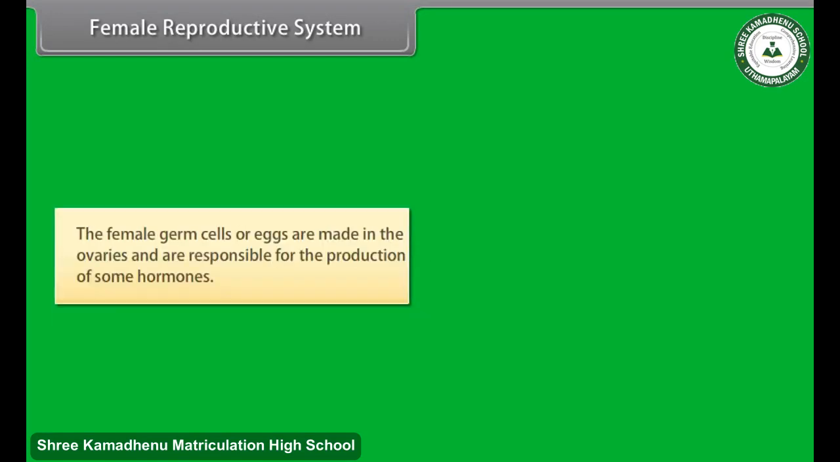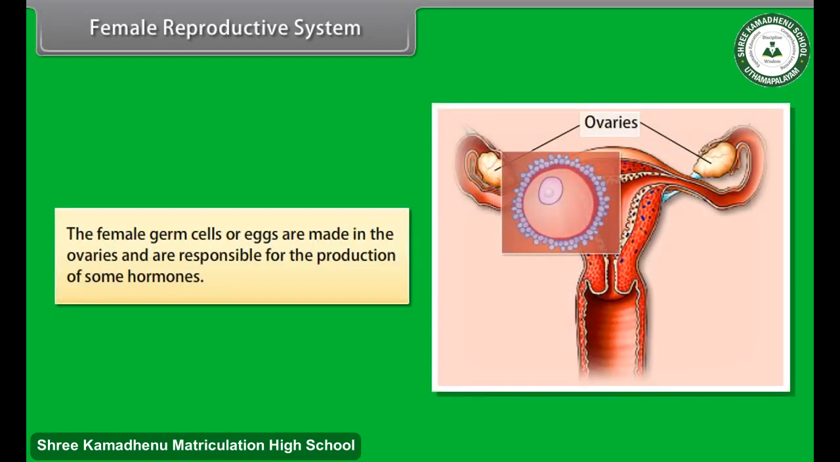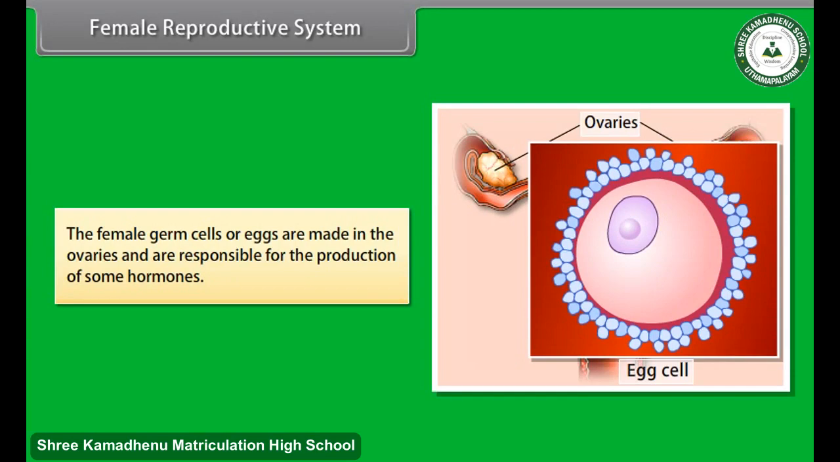Female reproductive system. The female germ cells or eggs are made in the ovaries and are responsible for the production of some hormones.